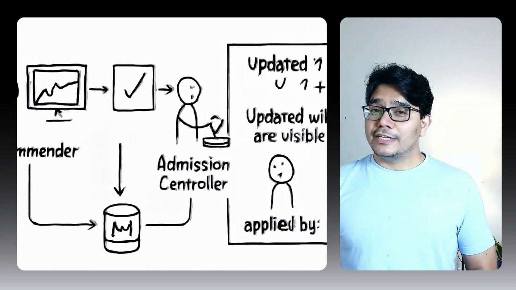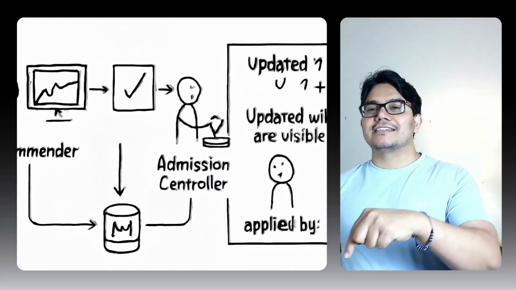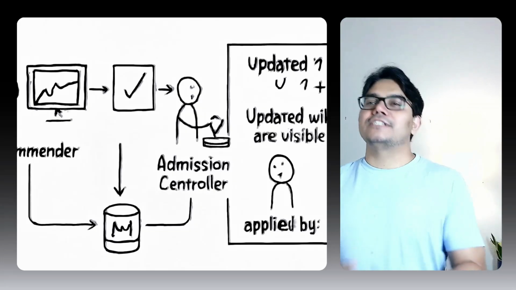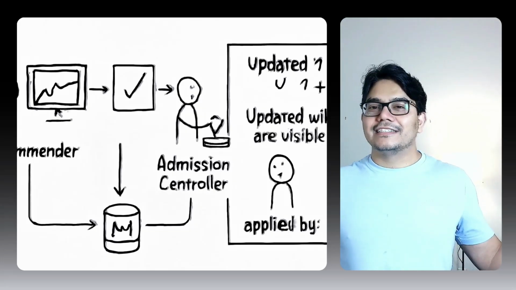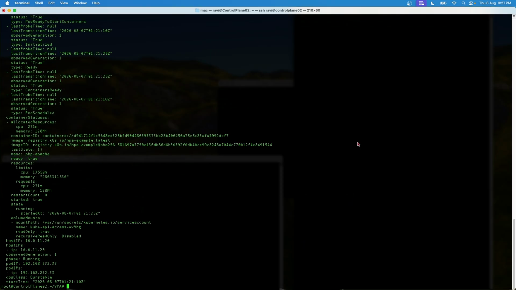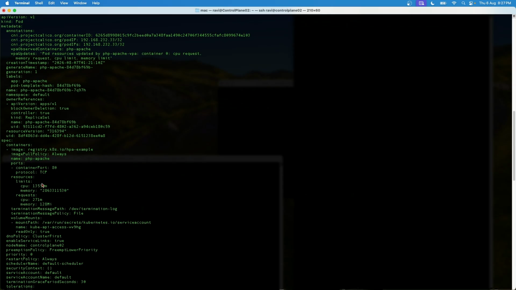The recommender continuously watches the resource usage. The updater decides whether the recommendation should be applied. And finally, the admission controller injects those resource values into the pod as it is created. From our perspective, it almost feels like Kubernetes resized the application by itself. But now you know exactly what happened behind the scenes. And finally, notice that VPA did not modify the deployment itself. The deployment still contains the original resource requests. VPA only injected the updated values into the newly created pods through the admission controller. And that's why the running pod has different resource requests than the deployment template.